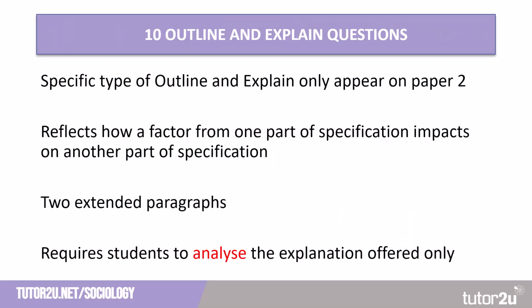The 10-mark outline and explain questions are a very specific type of question that only appear on paper 2. These reflect how a factor from one part of the specification will impact on another part of the specification. Students have to answer these with 2 extended paragraphs, each paragraph looking at one reason or way in which a part of the specification will impact on another part. The main skill that students are using here is the skill of analysis, and there is no requirement for them to evaluate in these type of questions.